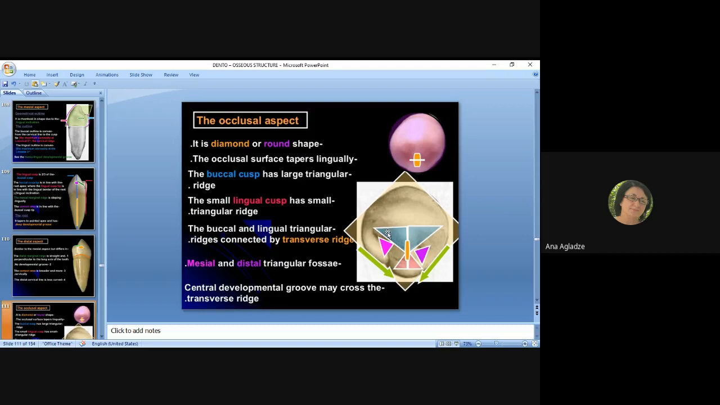The buccal cusp has a large triangular ridge. The lingual cusp has a small triangular ridge, and the buccal and lingual triangular ridges connect by a transverse ridge here. And you can see the mesial and distal triangular fossae.